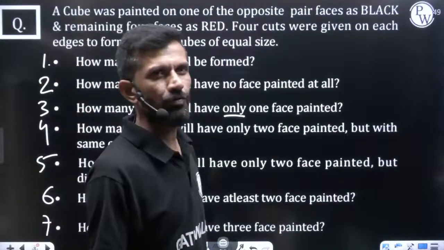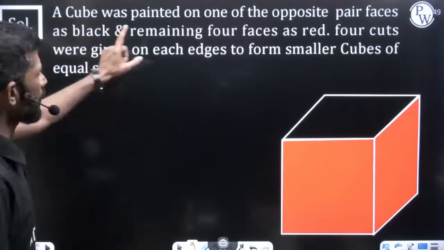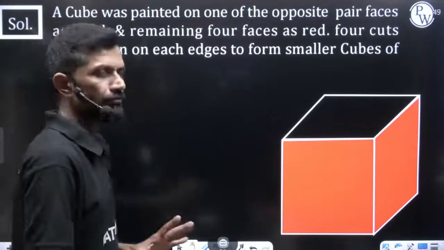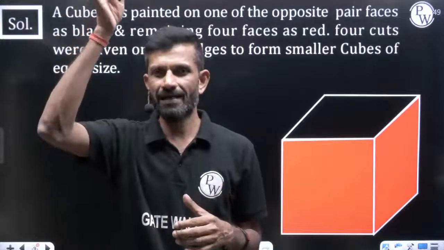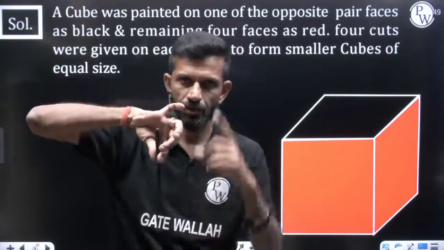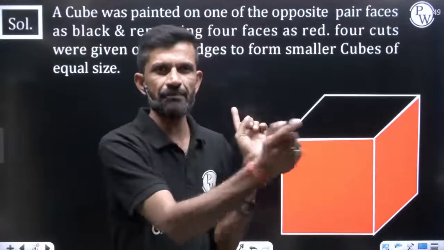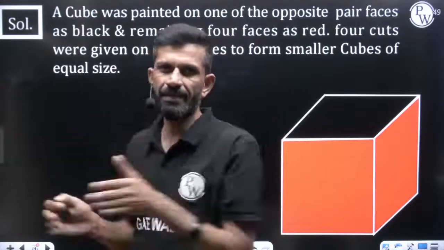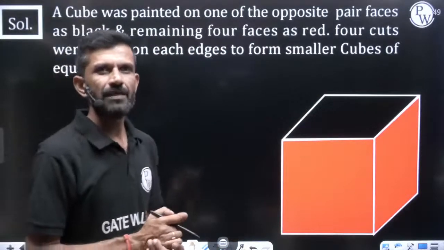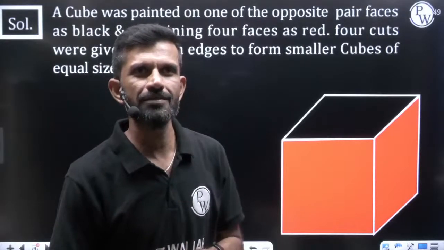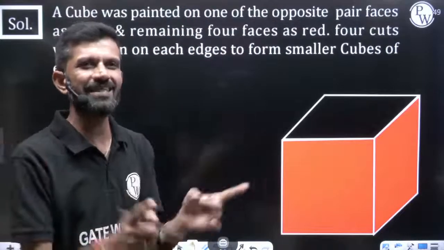No doubt I'll be asking you the question, you can say the answer one by one. Okay, so first we'll go for understanding this data. A cube was painted on one of the opposite pair faces as black and remaining 4 faces as red. Let us understand what I did in the cube. Ceiling I did black. So if ceiling I am doing black, opposite face will be floor. So ceiling and floor both will become black. And remaining 4 faces, means walls, I am making red. Front red, right red, back red, left red. 4 walls as red color. Okay, done. Now, Nitish, are you getting any doubt, Nitish? One of the opposite pair faces means ceiling and floor I made it as black and remaining 4 faces as red.